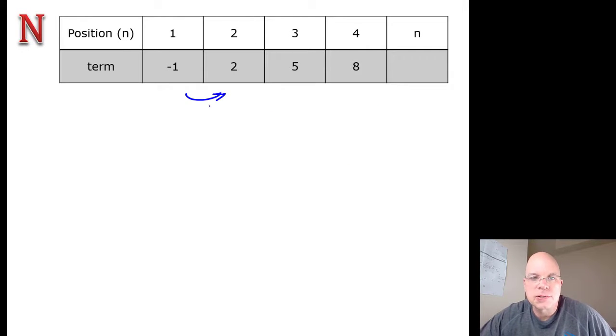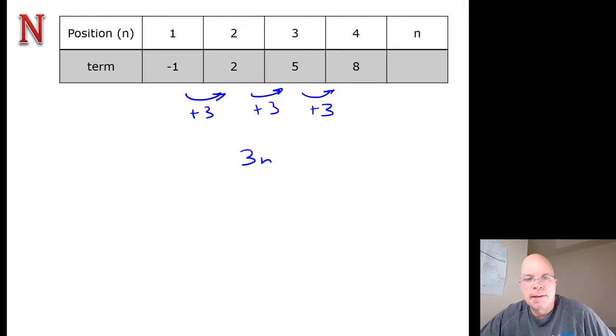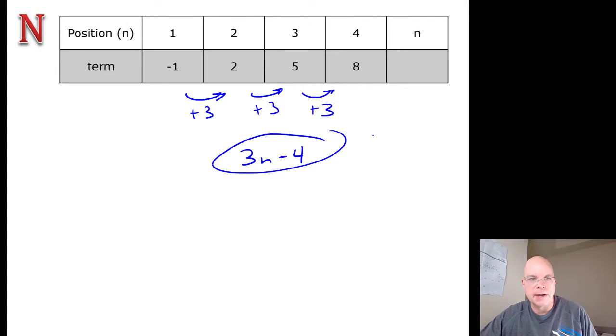N is plus 3. The common difference is plus 3. So 3n, but I would need to subtract 4 to make the rule work, because 3 times 1 is 3, but I want negative 1. So 3n minus 4 for N.